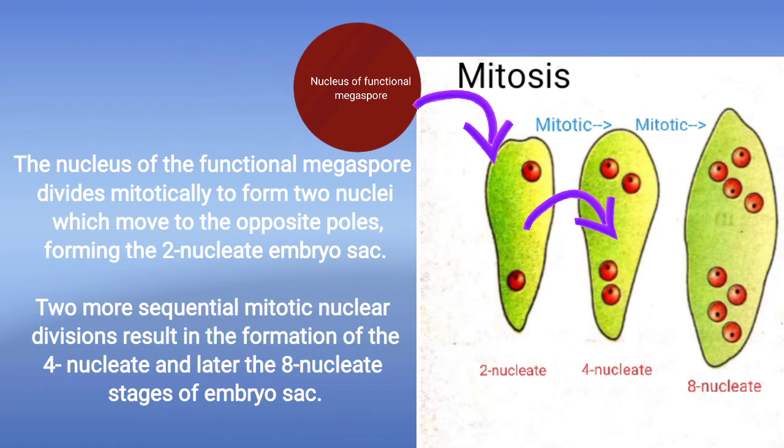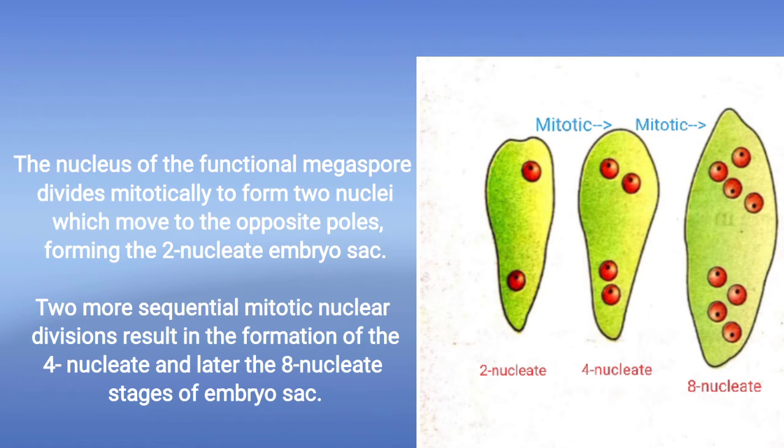Again, after the 4 nucleate stage, these nuclei undergo mitosis once more, and we get 8 nuclei, 2 from each of them. So the total is 8, and it is known as the 8 nucleate stage. Up to here we can see in the diagram that all these nuclei are arranged at the opposite poles. 4 of them are on the upper side and the other 4 are on the lower side, so they are at the opposite poles.